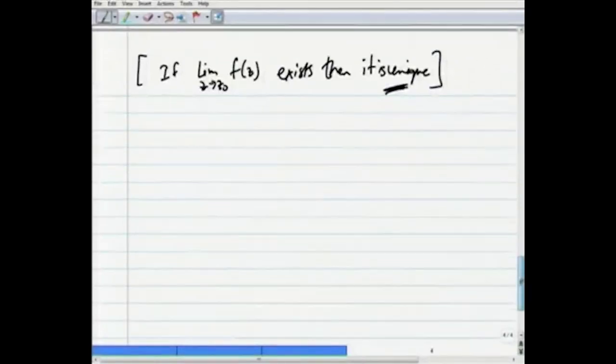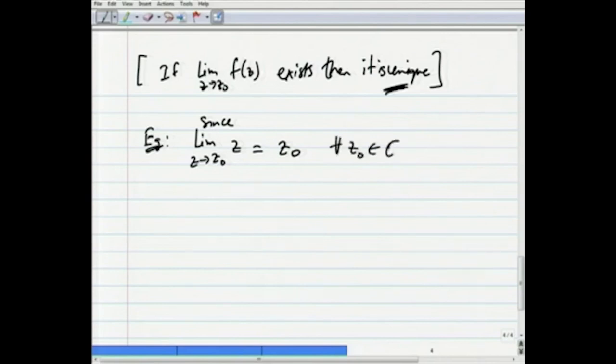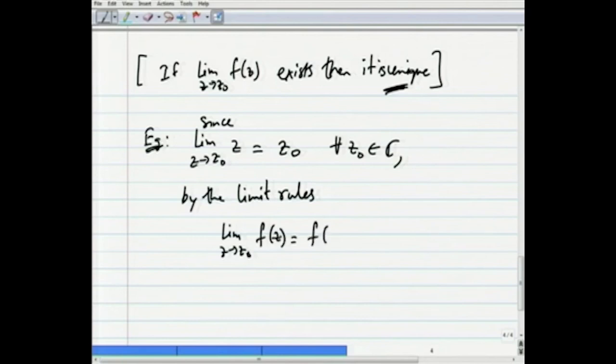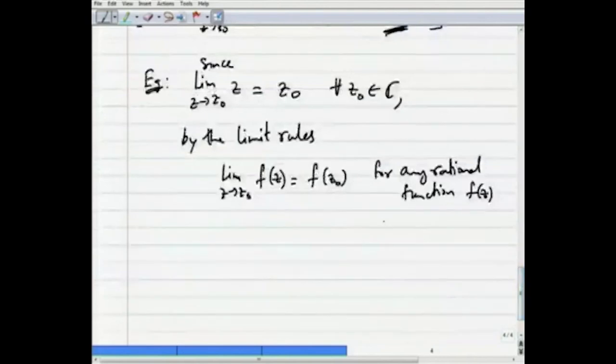Now from this what we can say is that the limit of the function z itself as z goes to z naught is equal to z naught, for all z naught belonging to C. By the limit rules, the limit as z goes to z naught of f of z is equal to f of z naught for any rational function f of z, and for any z naught belonging to the domain of f.